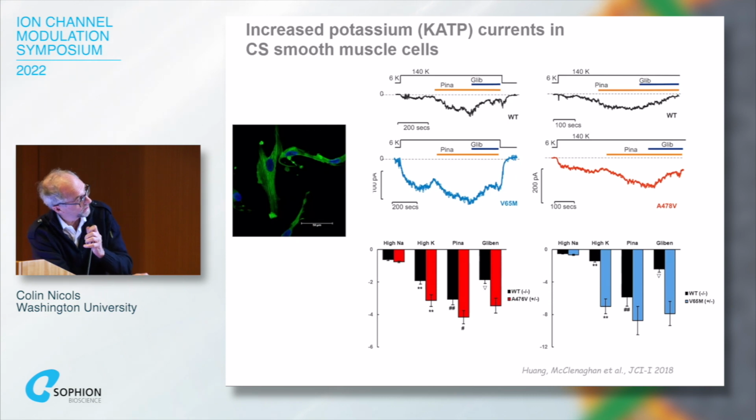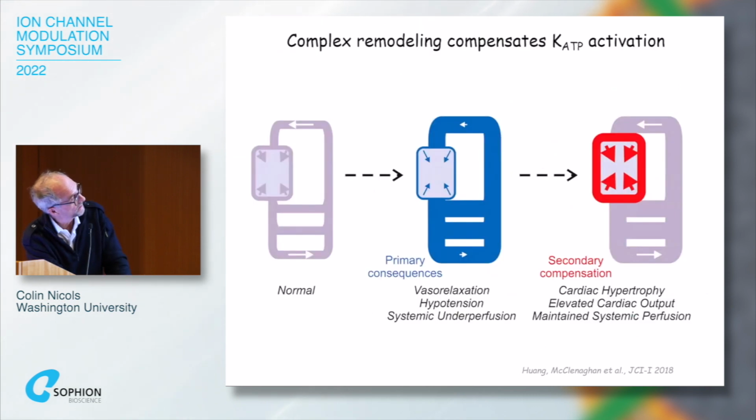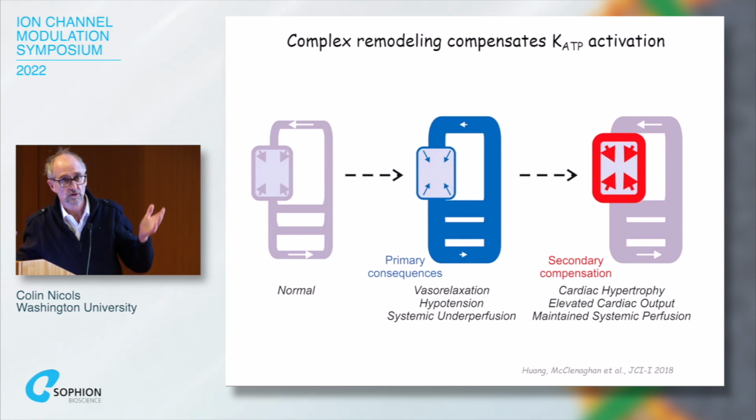Okay, so what is going on? Well, under normal conditions, the heart is pumping normally and we get normal tissue perfusion. This is a schematic of the heart and the vasculature. The primary consequences of the Cantu mutations are to cause increased K conductance in smooth muscle, which is going to relax it, which is going to relax the vessels, and I've showed you that they are enormously dilated.